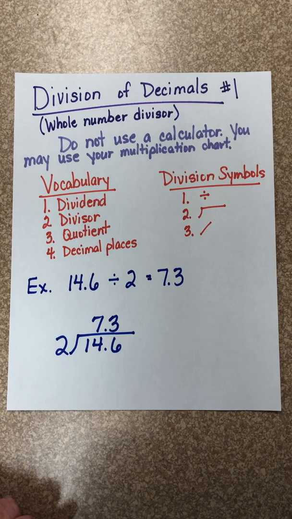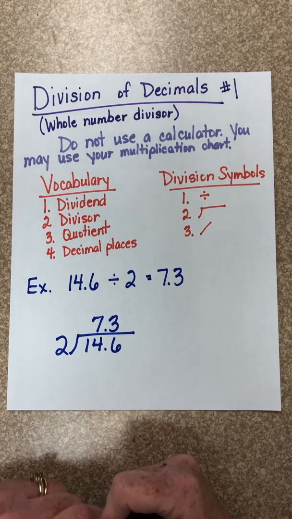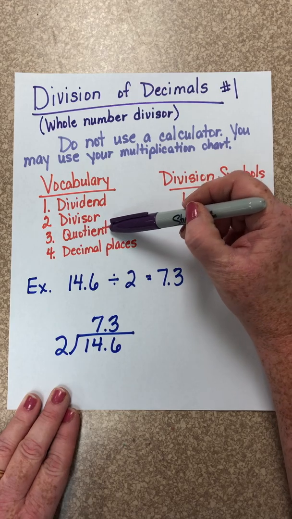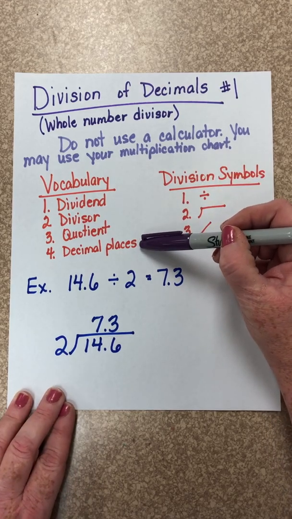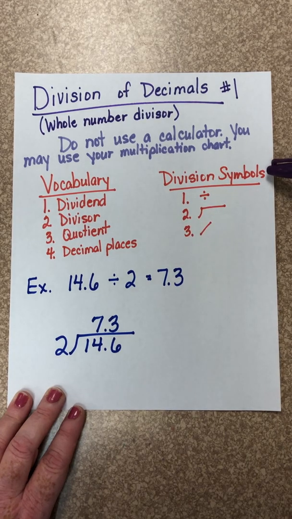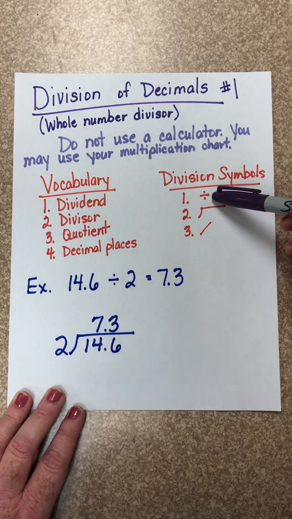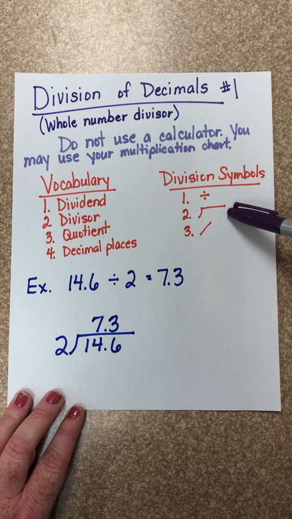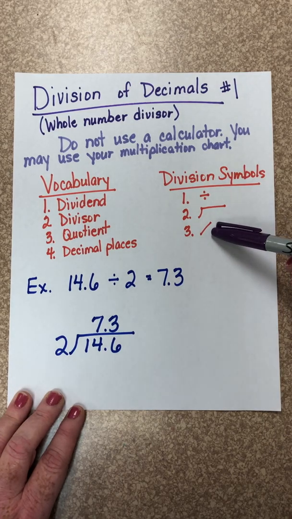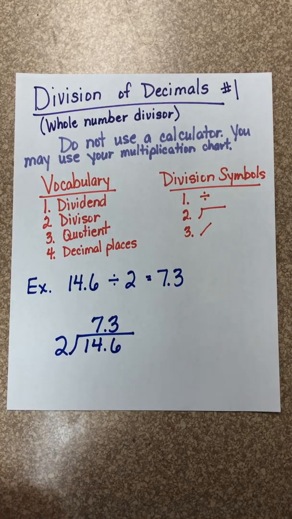Let's begin by looking at the vocabulary for division. We have dividend, divisor, quotient, and we need to visit decimal places. We also have some division symbols that we need to revisit. We have the traditional division sign, which I like to call crazy eyes. This is the long division symbol, and this is the slash that you will see frequently when it comes to your computer work.